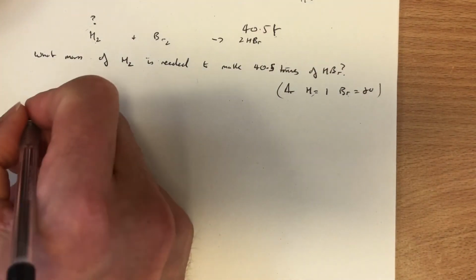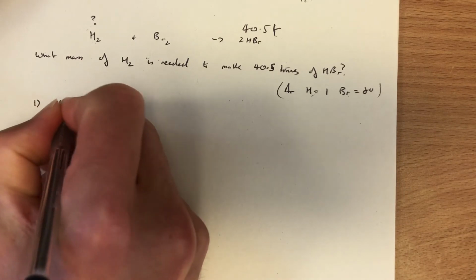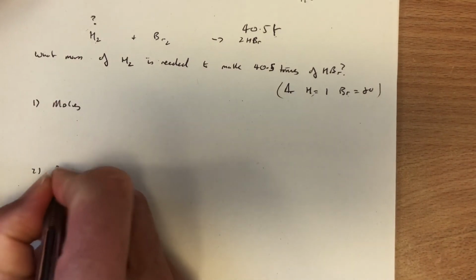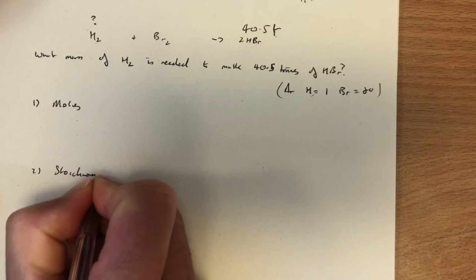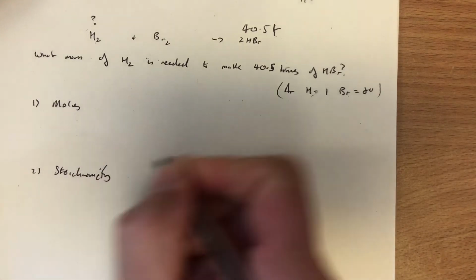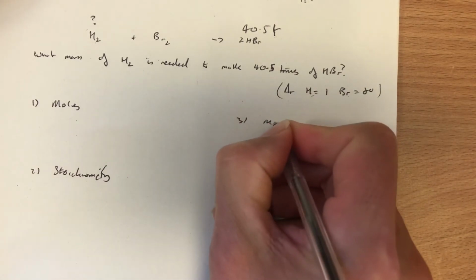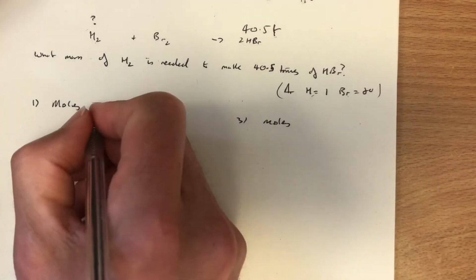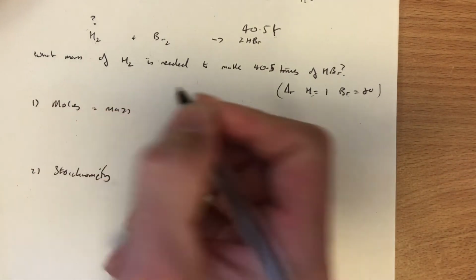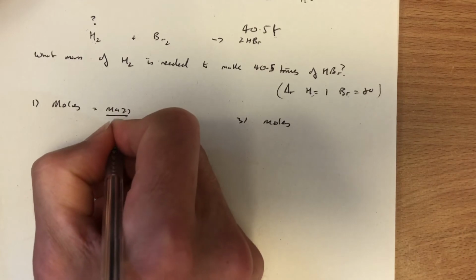So this is calculating quantities, therefore it's got three stages. First stage is moles, second stage is stoichiometry, okay, and the third stage is moles again. Okay, moles, stoichiometry, moles. These are the three stages. Moles equals mass divided by relative formula mass, or Mr.